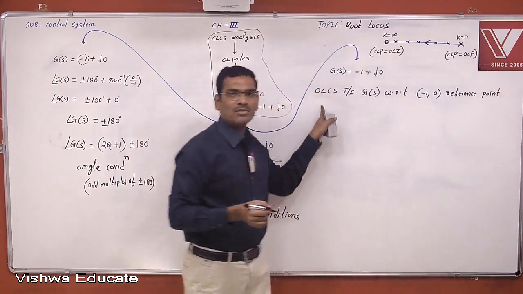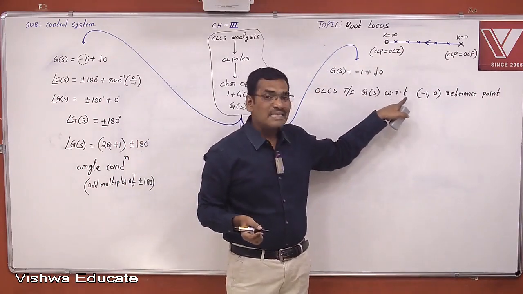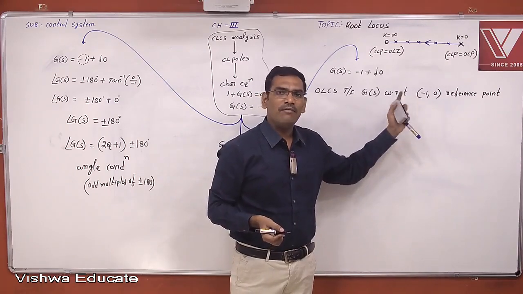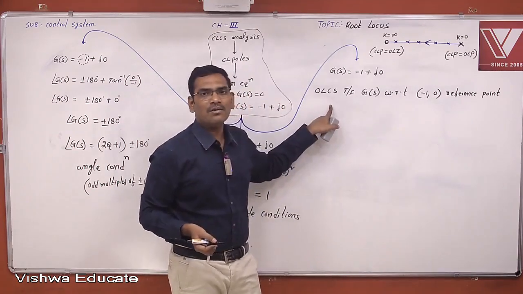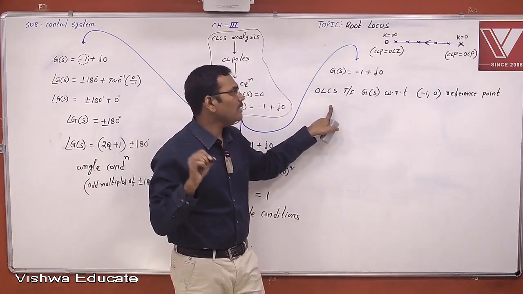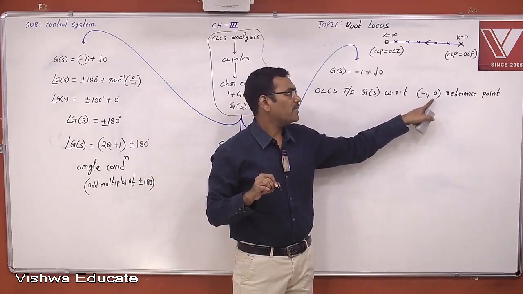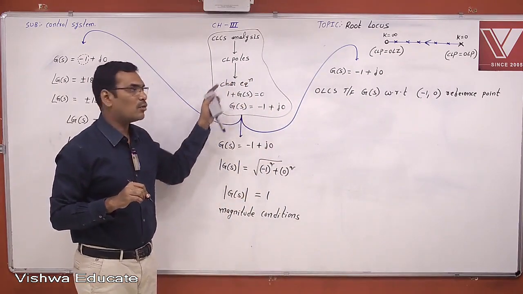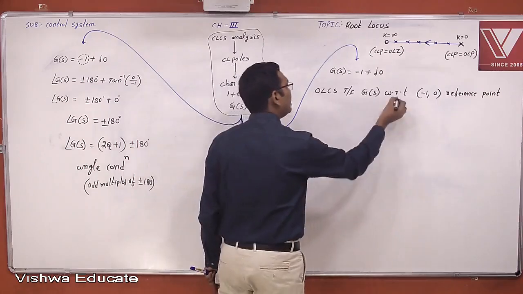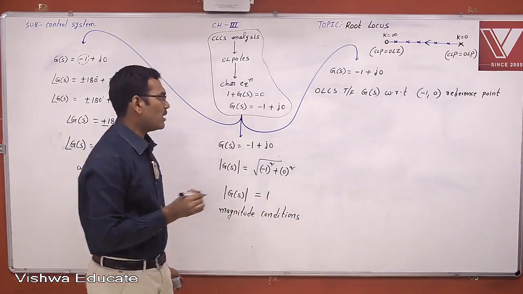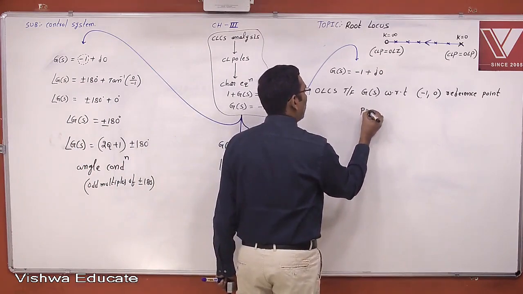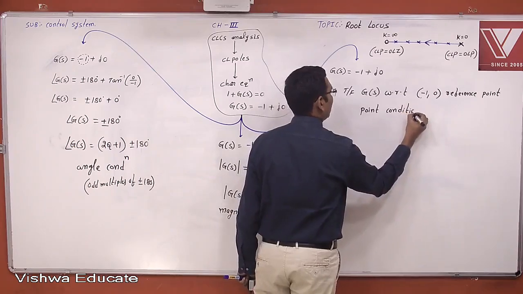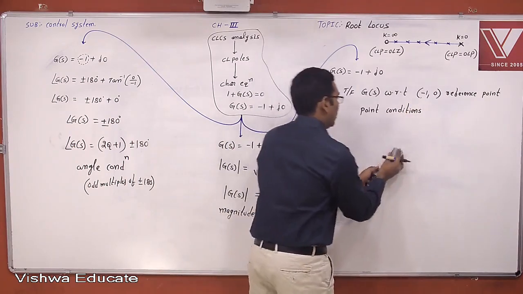If the open loop control system transfer function is studied with respect to an x comma y point, no. 3 comma 4 point, no. 5 comma 6 point, no. Only when the open loop transfer function is studied with respect to the reference point of minus 1 comma 0, then only is it a characteristic equation of the closed loop control system. This is another link between the open loop and closed loop control systems. This is called the point condition.